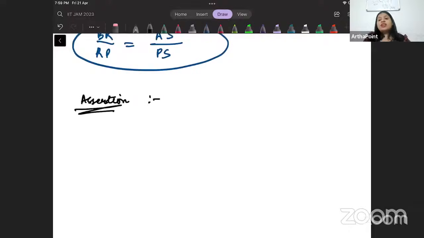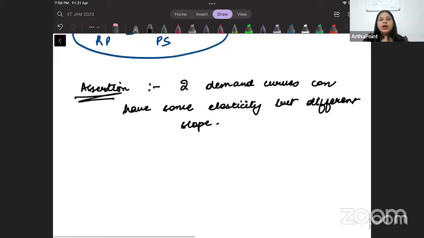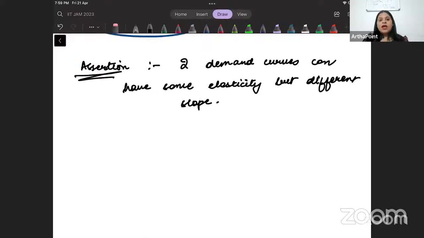So suppose someone gives you a statement that two demand curves can have same elasticity but different slope, and they're asking you if this is correct or not. अरे हाँ है ना, देख तो रहे हम अभी, right? So that's the first thing.